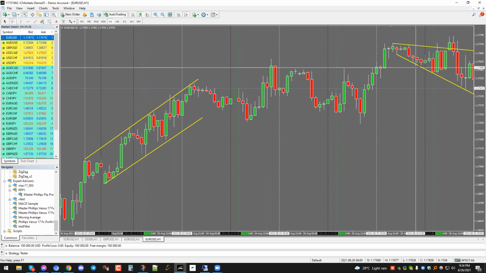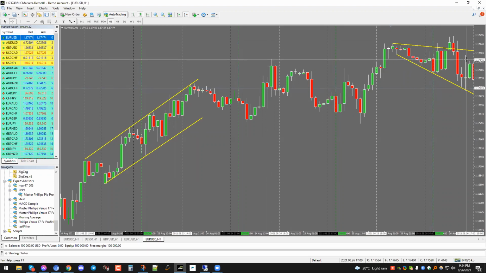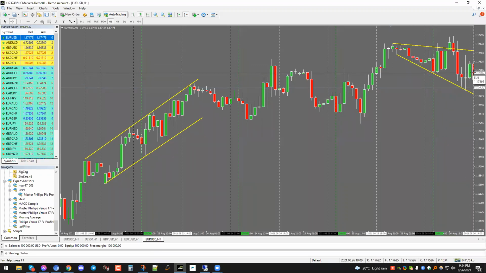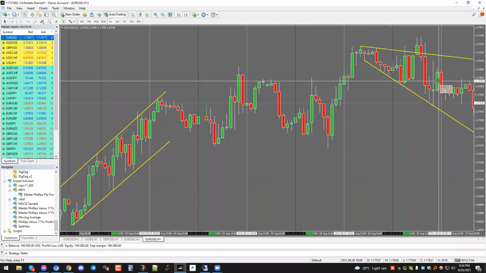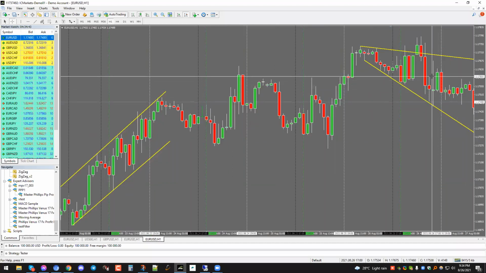So for example, let's see where the 12 o'clock is. This is actually, this is the 12 o'clock candle all the way over here. So when I exited here, I could have taken my exit and be done with it, right?